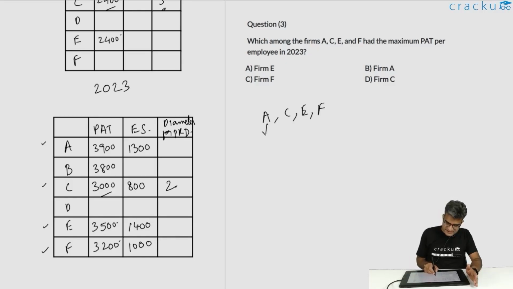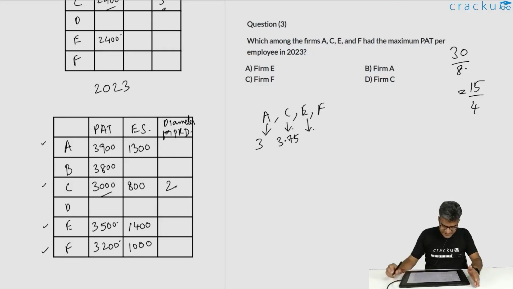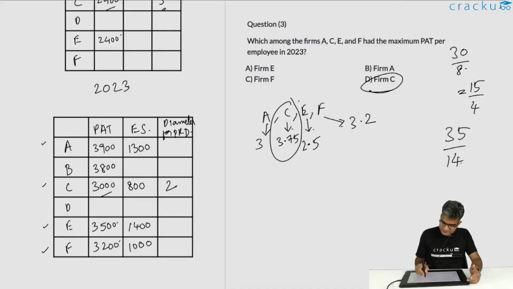So for A, it is 3900 divided by 1300, which is exactly 3. For C, it is 3000 divided by 800, which is 30 by 8, which is 15 by 4. 15 by 4 is how much? 3.75. For E, it is 3500 divided by 1400, which is 35 divided by 14. Both of them are multiples of 7, so it is 5 by 2, which is 2.5. And for F, 3200 divided by 1000 is 3.2. So for which one of them is it the highest? The highest is for company C, which is option D.